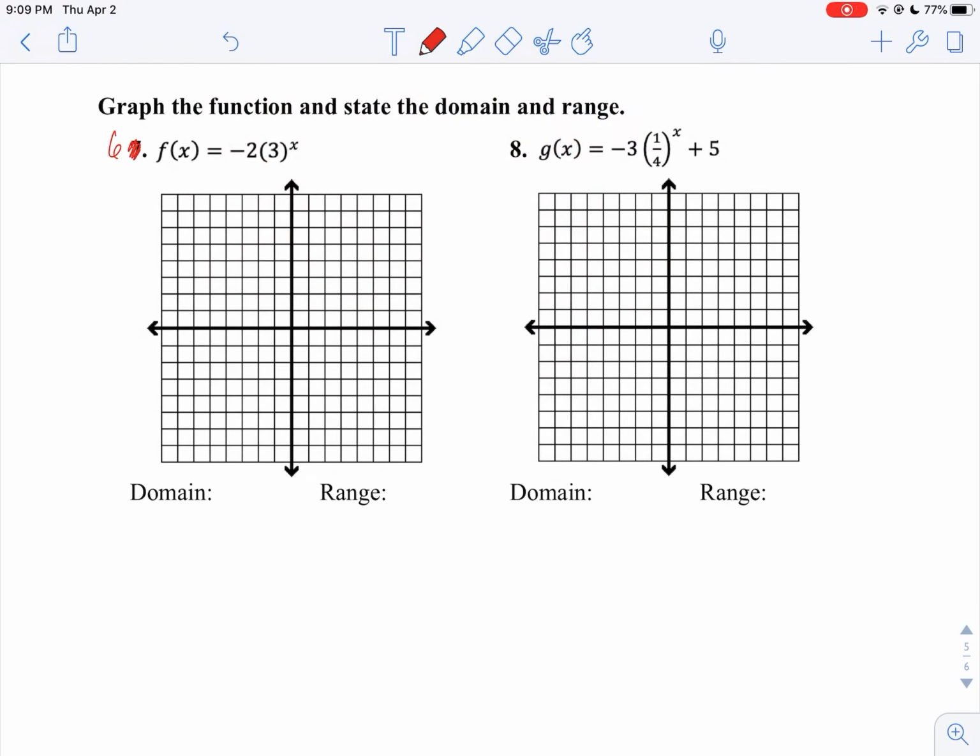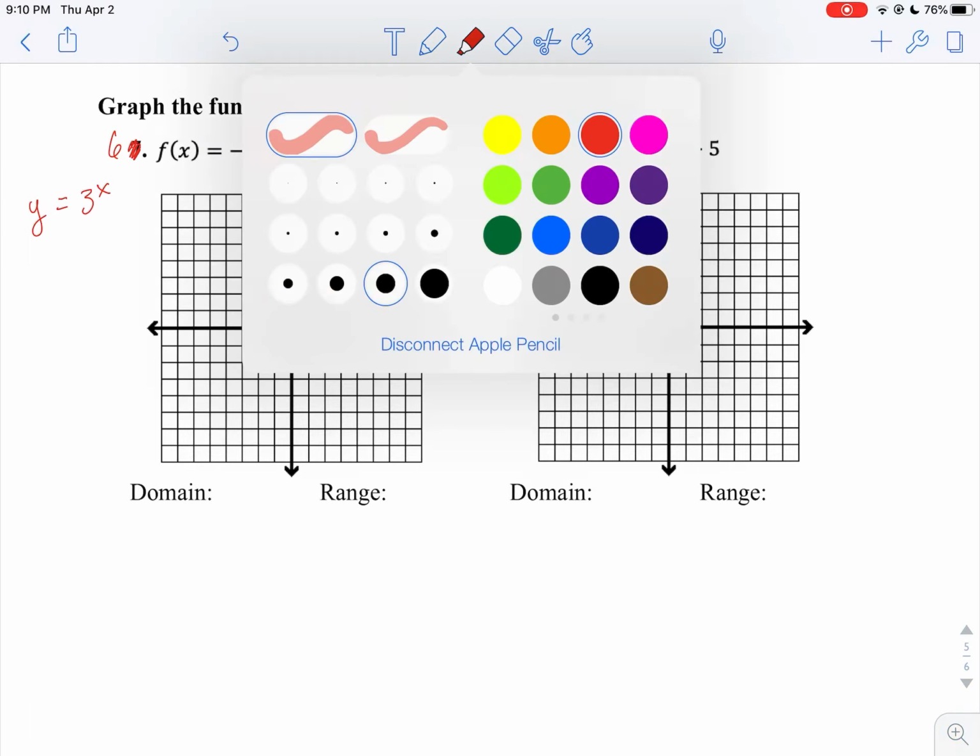For number 6, they gave us f of x equals -2 times 3 to the x power. So again, I'm going to stick with just this basic parent function and graph f of x equals 3 to the x power. And so my basic points would be at (-1, 1/3), (0, 1), and (1, 3). And I'm going to take those points and do this transformation.